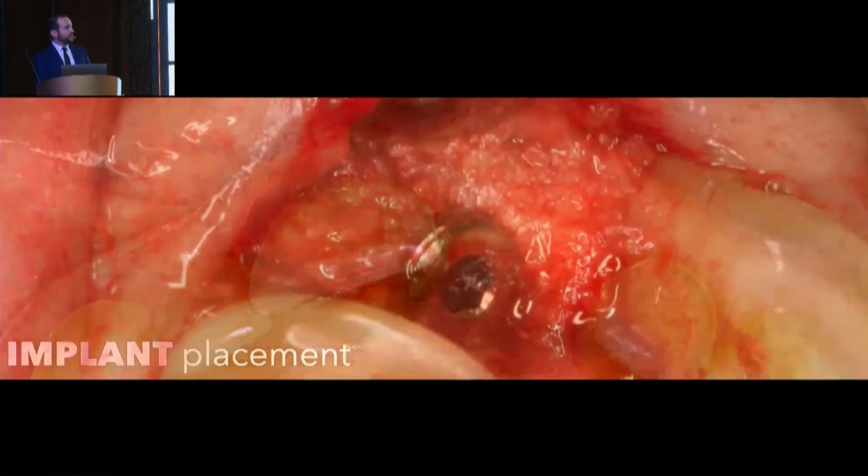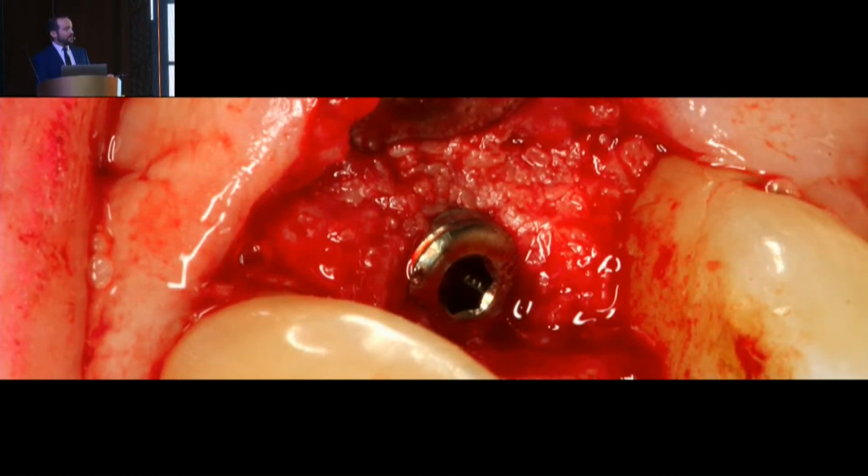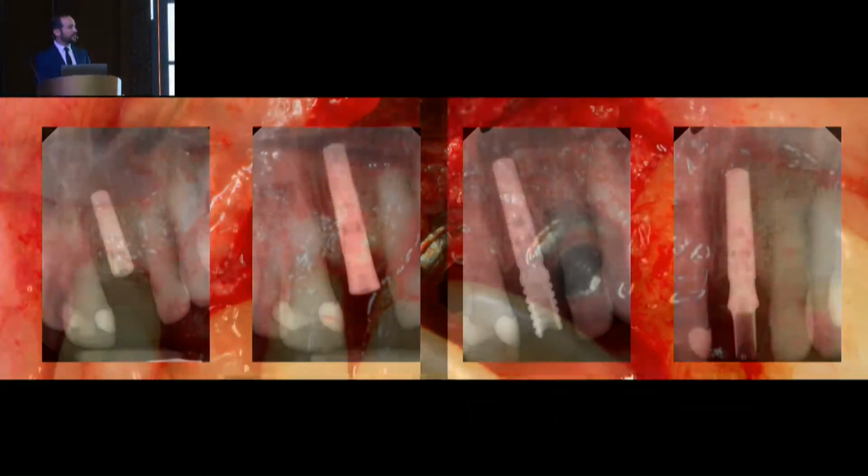We proceed with the implant placement. We open a minimal flap. One of the advantages of this suture technique is that we don't have to open big flaps, again, for the retrieval of the push pins or the screws. We place the implant in the ideal position, radiographic control.